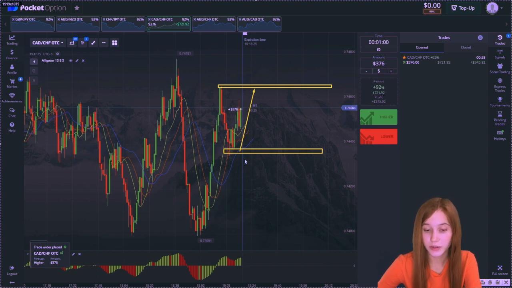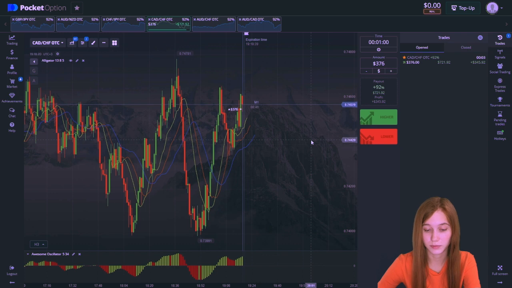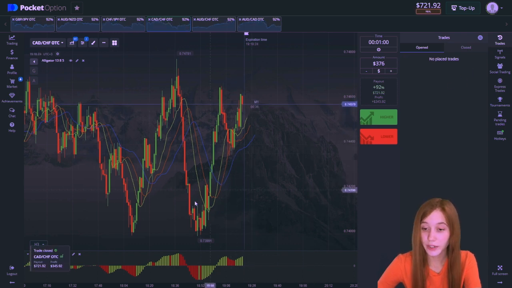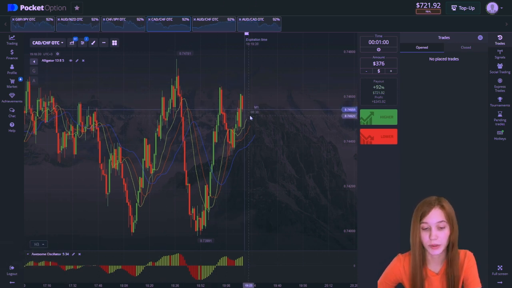By the oscillator we also see four green bars. It's all very good. Confident growth. Two seconds. And the deal is great as well. Yeah, good. $345. And we see our balance is $721.